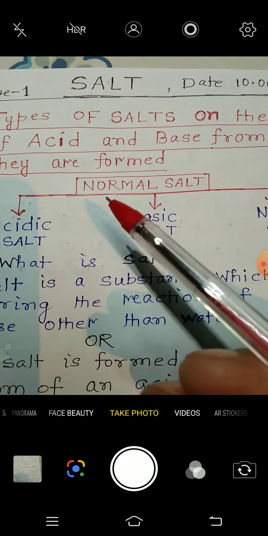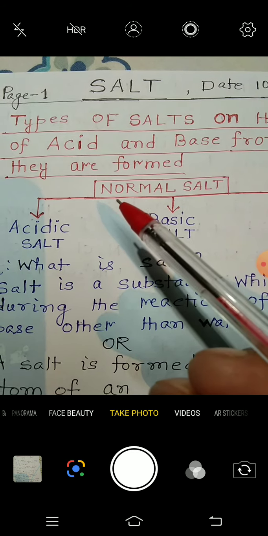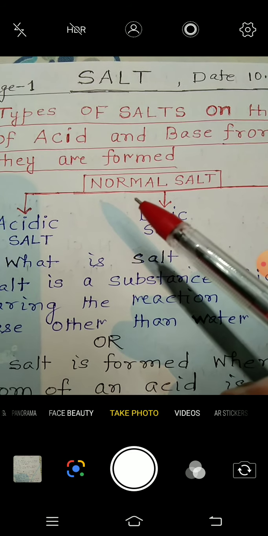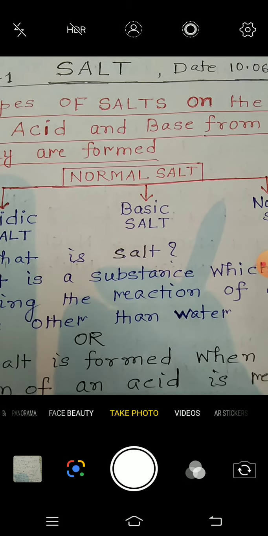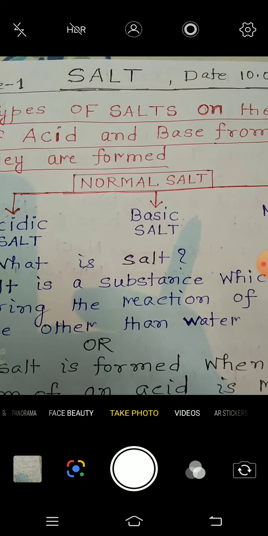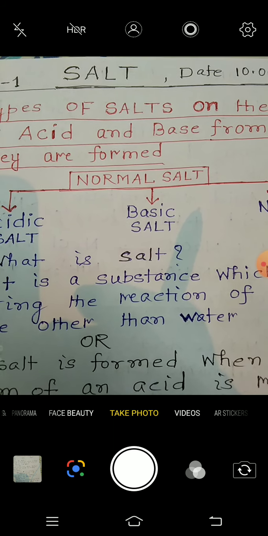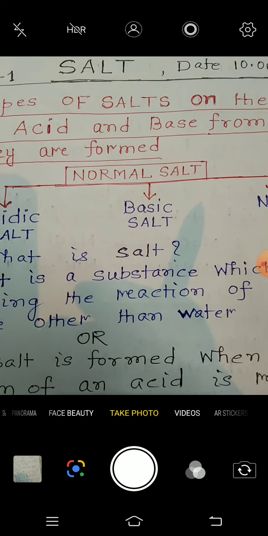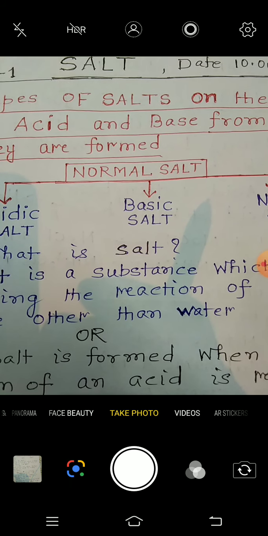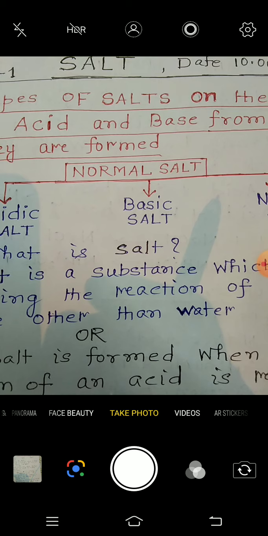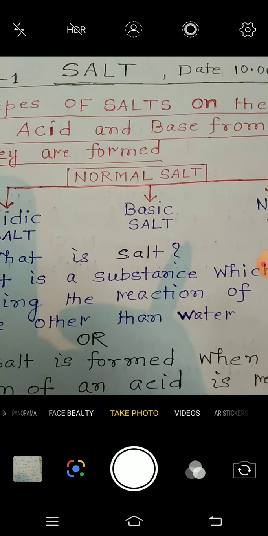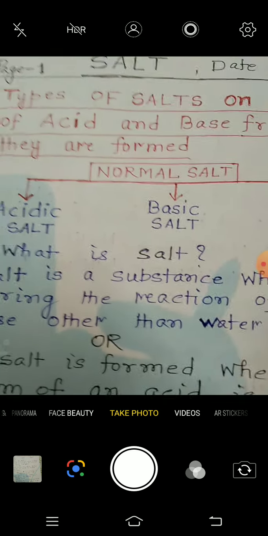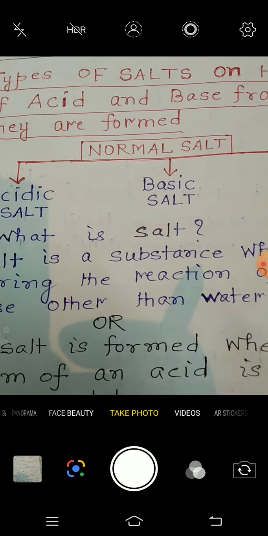So, in the previous class, you learned about the normal salt, acidic salt, basic salt, and today it is the classification of normal salt, we can say, and the types of salt on the basis of their property when the salt is dissolved in water, and also on the basis of acid and base from which the salt is prepared.